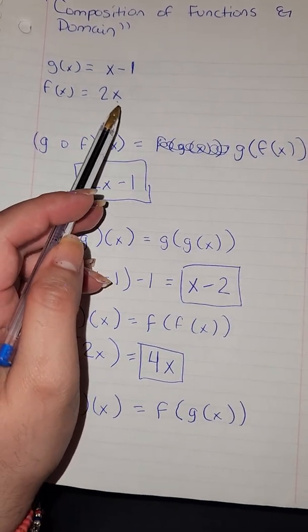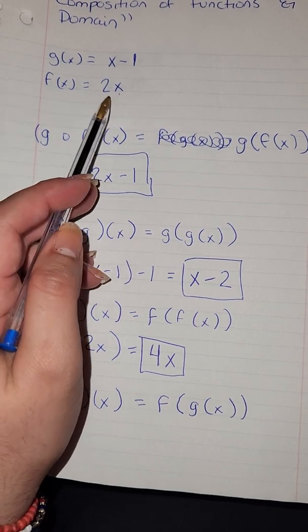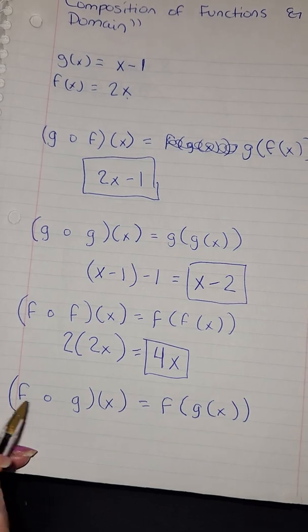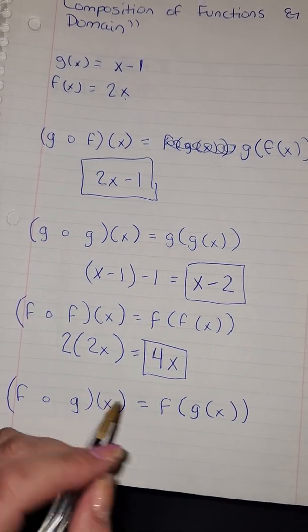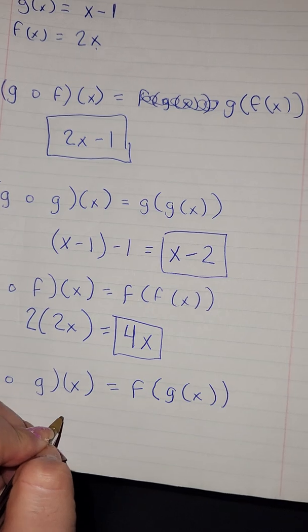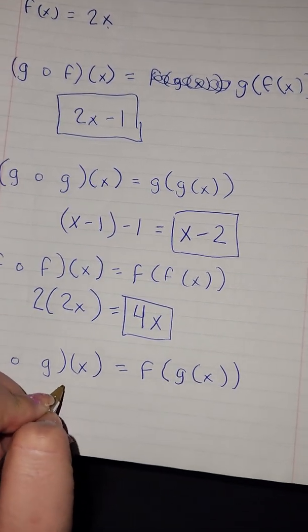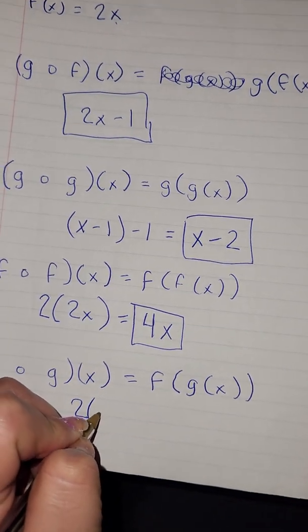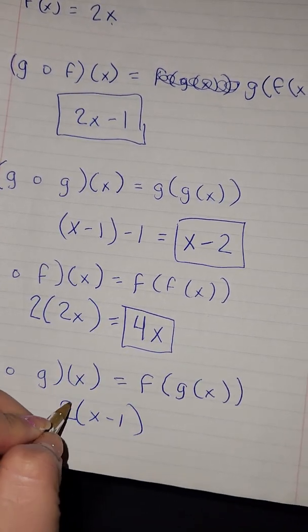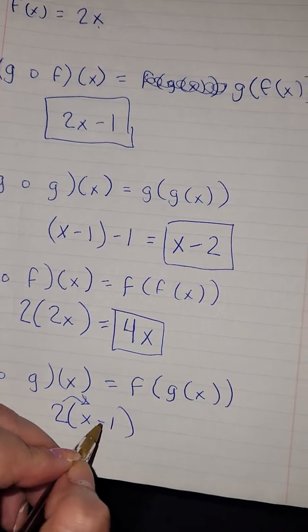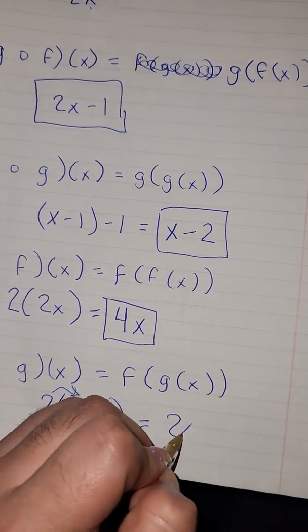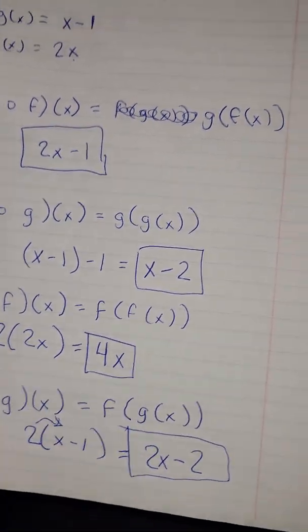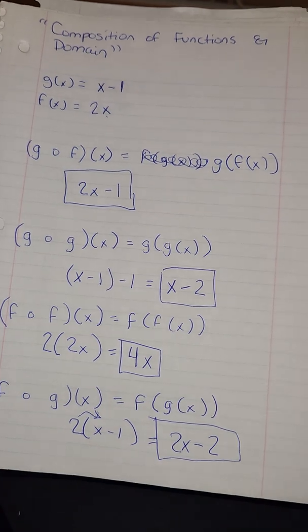Wherever you see an x on the f of x, on 2x, we're going to plug in x minus 1. So in this one, f of g of x, we're going to set it up like this: 2 parentheses x minus 1. And we distribute the 2. So you get 2x minus 2 as your answer. Now let's continue.